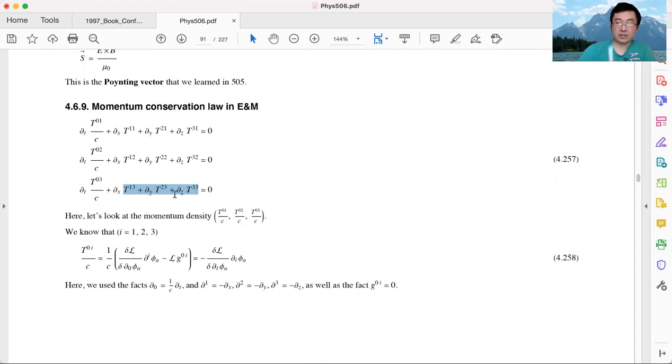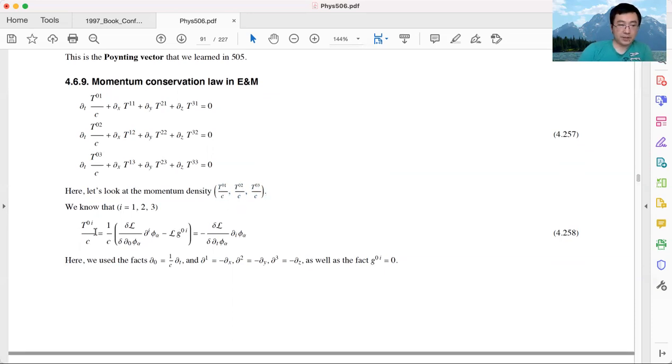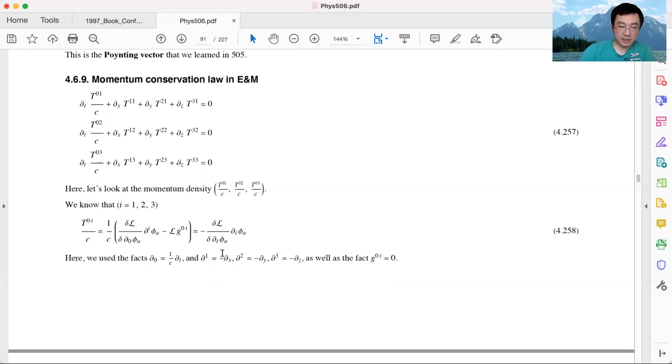In this section, we will focus on the momentum density. The reason we focus on momentum density is because if we take an integral of the momentum density, it gives us momentum. What we want to know is the momentum carried by the E and M field. So we will focus on these three terms, and according to the definition, it's this. This is what we learned in the previous section. It's the variation of the Lagrangian density with respect to the time derivative of the field, multiplied by the partial i derivative of the field.